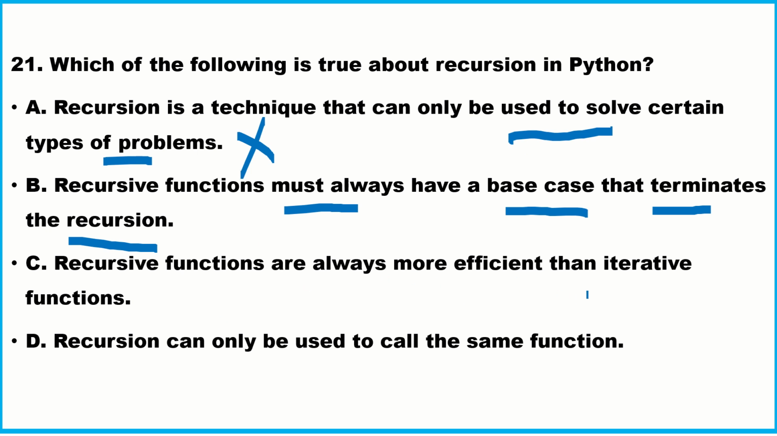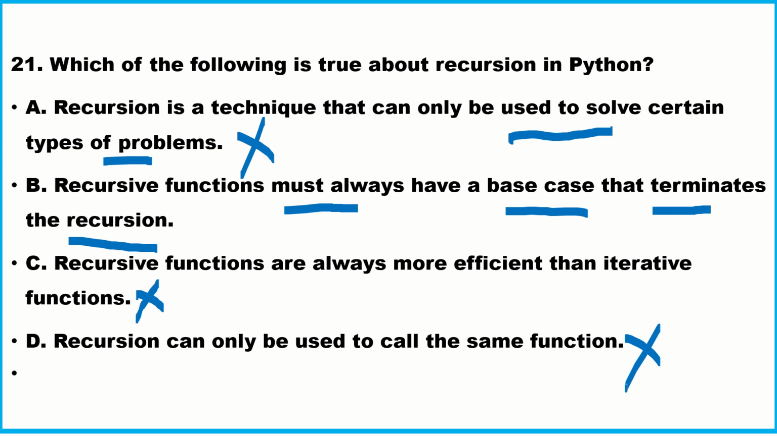Recursive functions are always more efficient than iterative functions. This is also false, because a recursive function can be less efficient than an iterative function. And recursion can only be used to call the same function: this is also false, because recursion can be used to call any function, not just the same function.